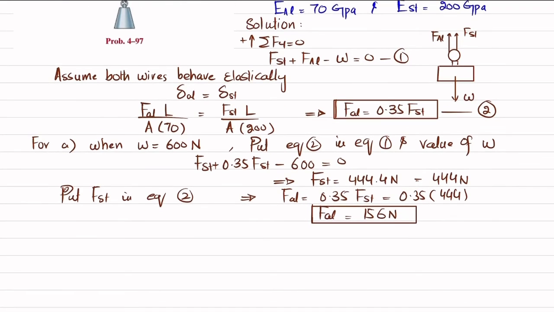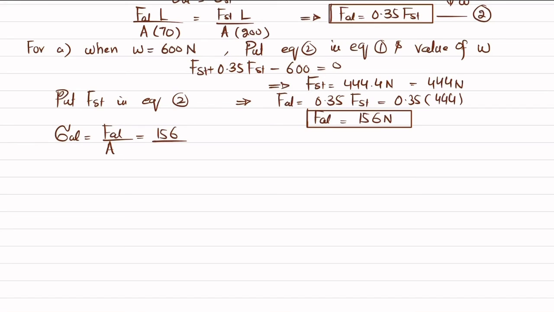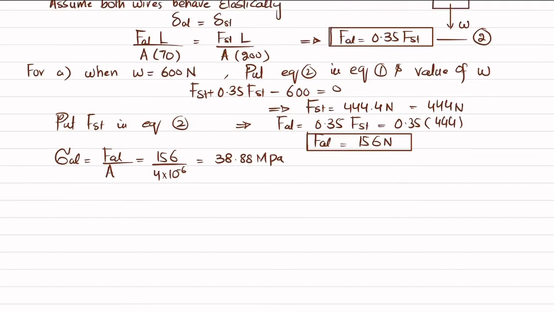So what we will do is find the stress in the aluminum wire, which is equal to F of aluminum divided by area of aluminum. F of aluminum is 156, divided by the area, which is given as 4 square millimeter. In meters, that is 4 into 10 to the power minus 6 square meter. So I will put the value 4 into 10 to the power minus 6, and when you solve this, you will get 38.88 megapascal. This is the stress in aluminum.